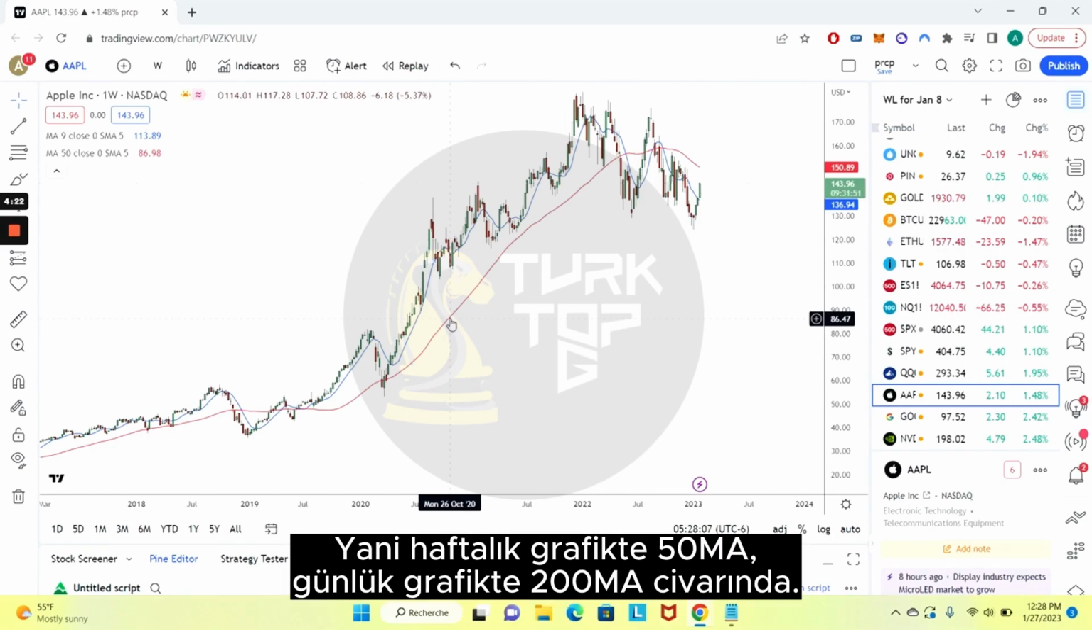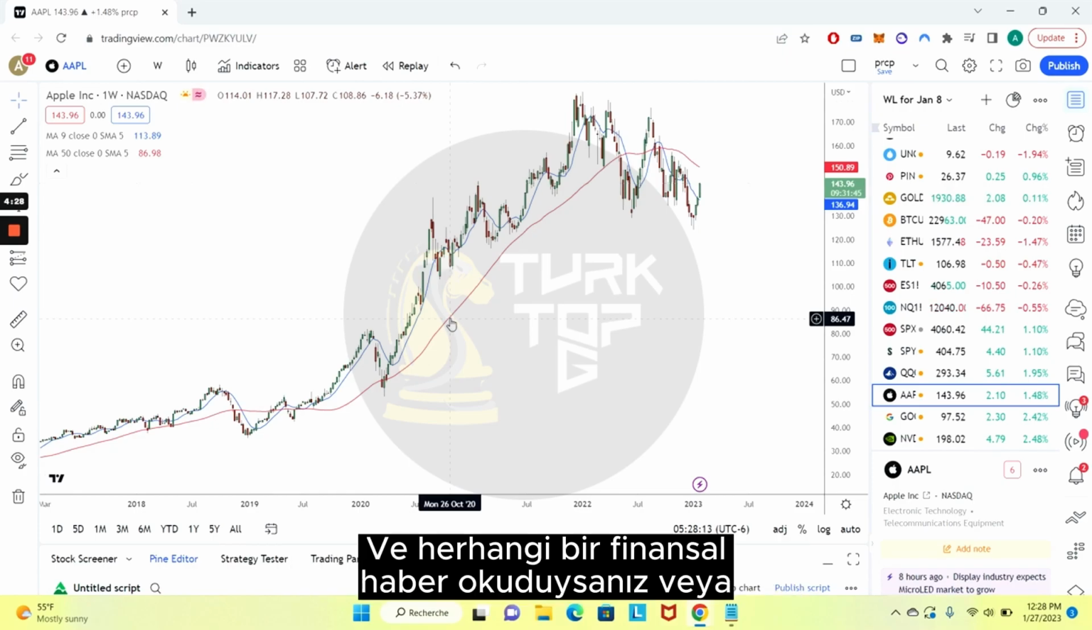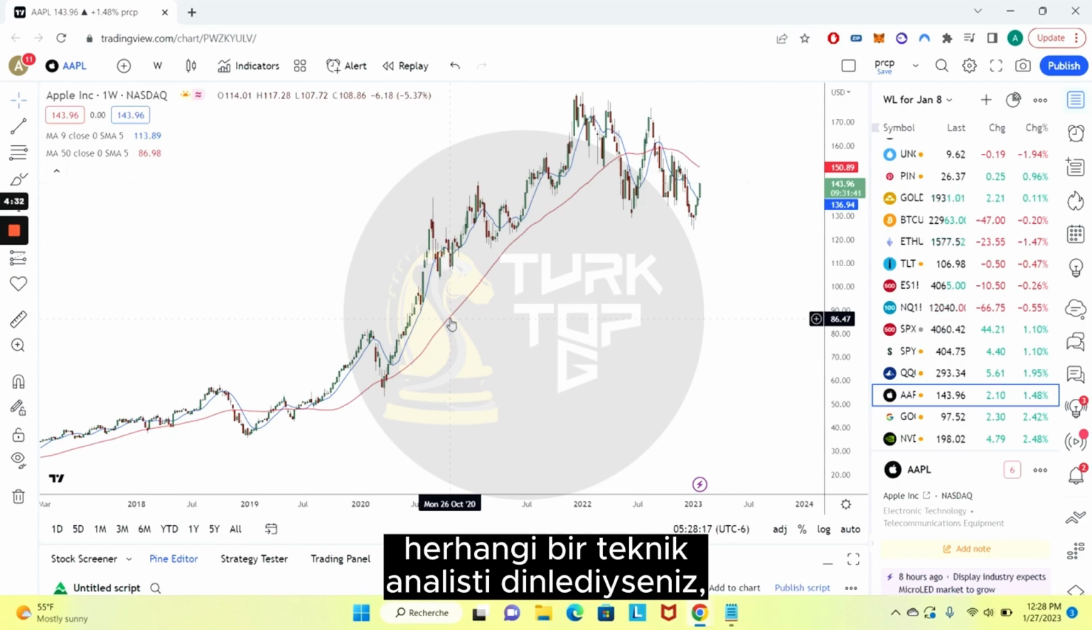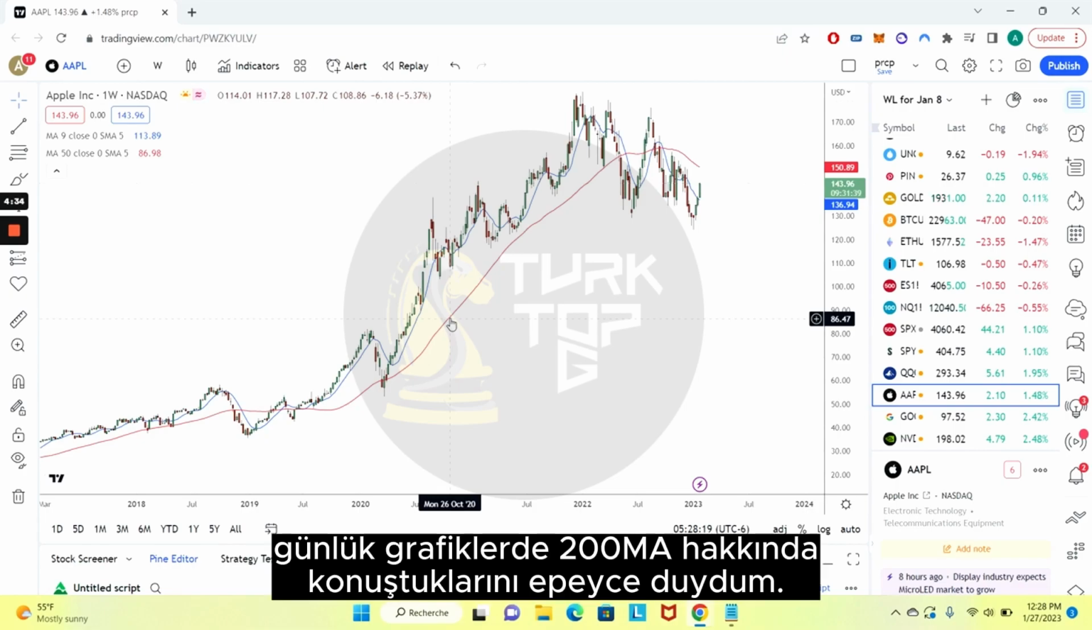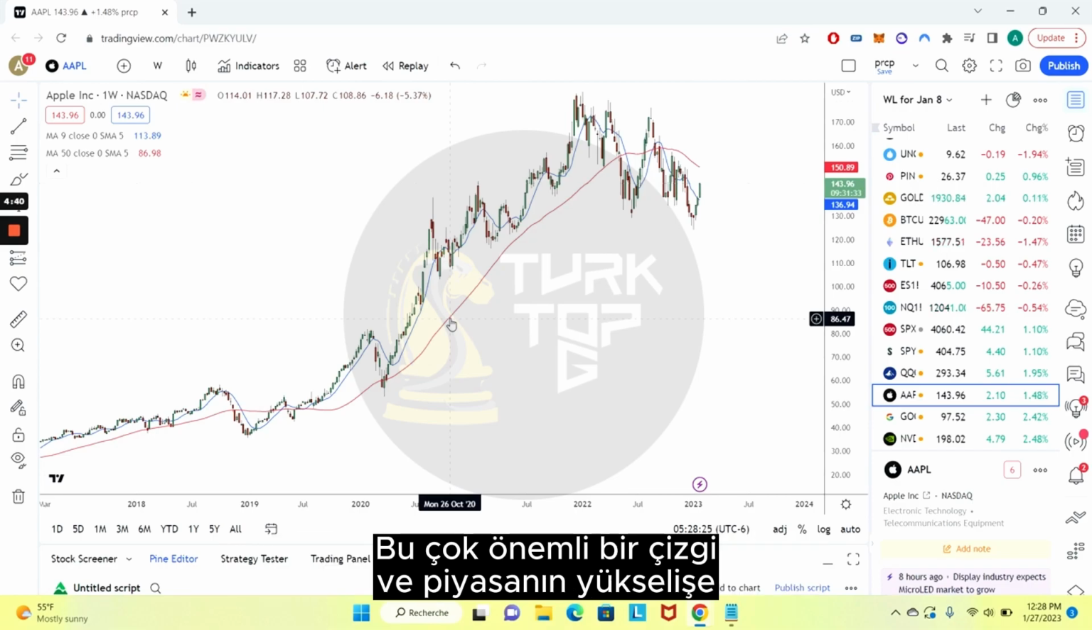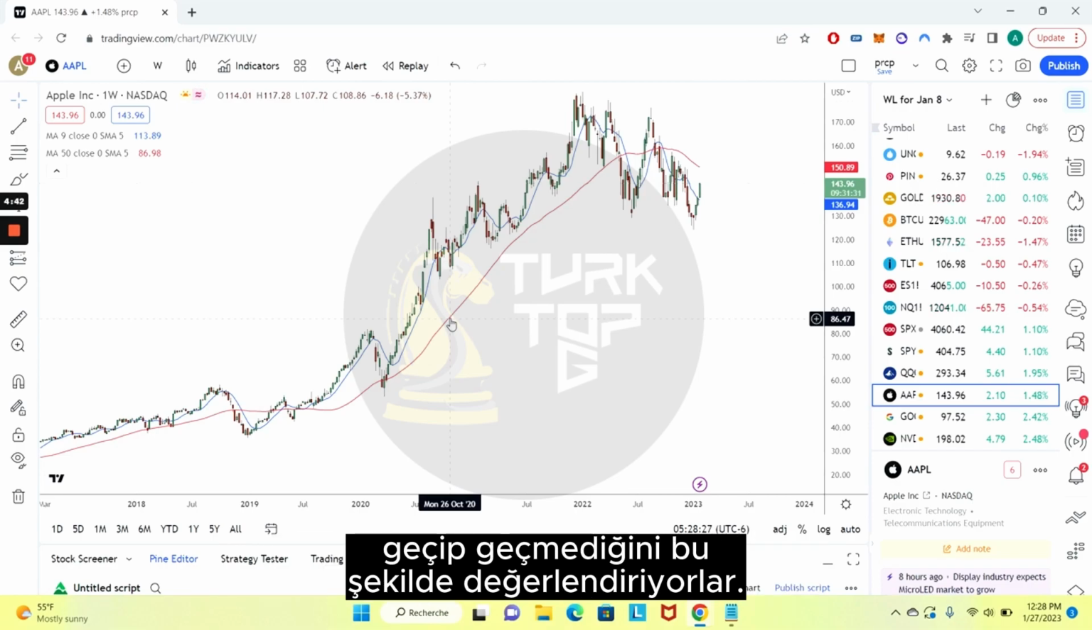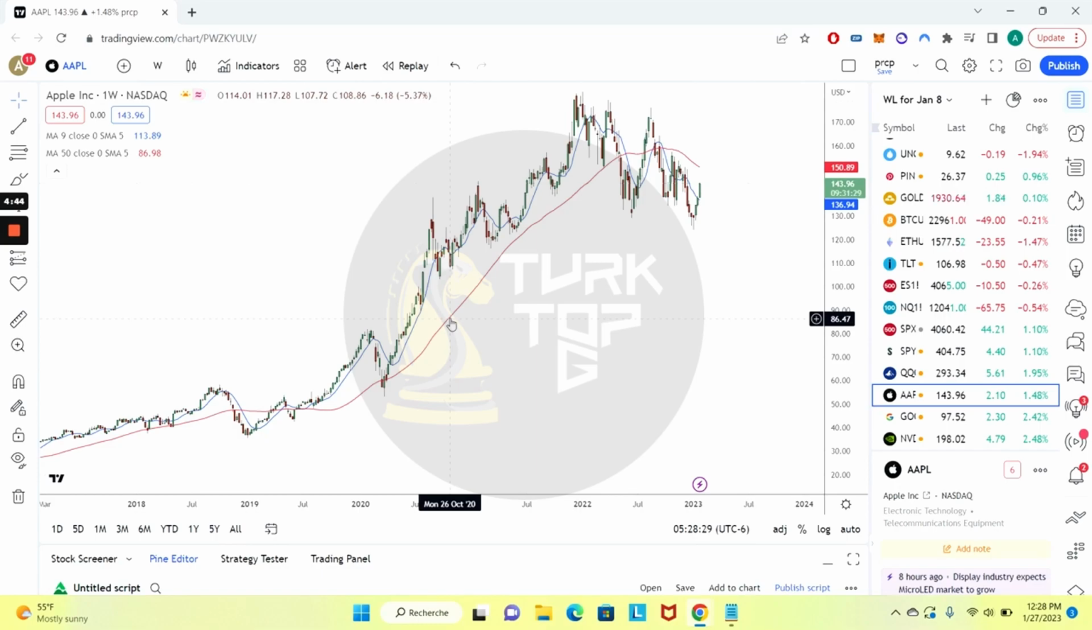So the 50 MA on the weekly chart is around the 200 MA on the daily chart. And if you have read any financial news or listened to any technical analyst, you will hear them speak about the 200 MA on the daily charts quite a bit. It's a very important line, and that's how they assess the market, if the market is bullish or bearish.